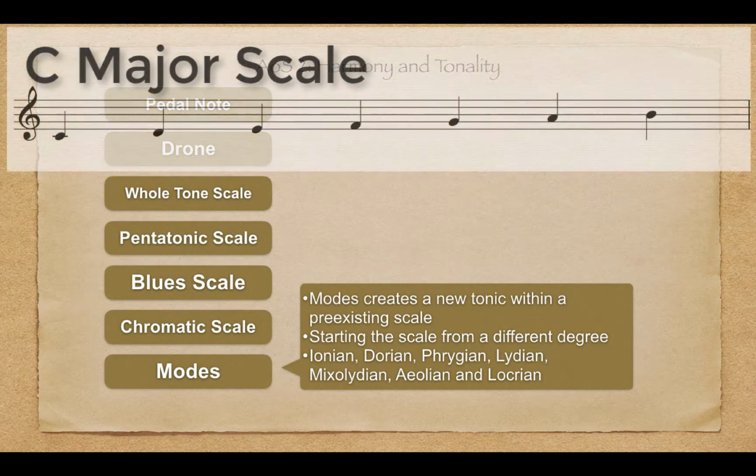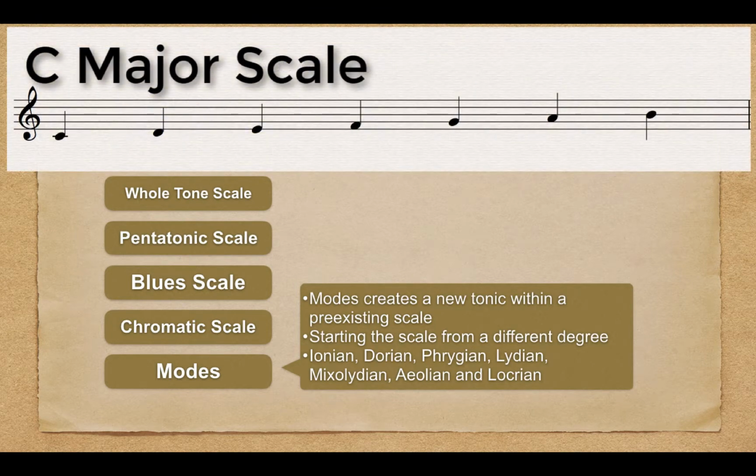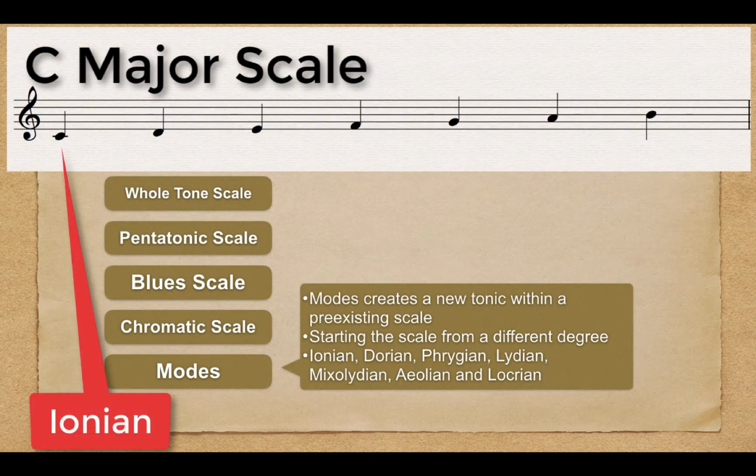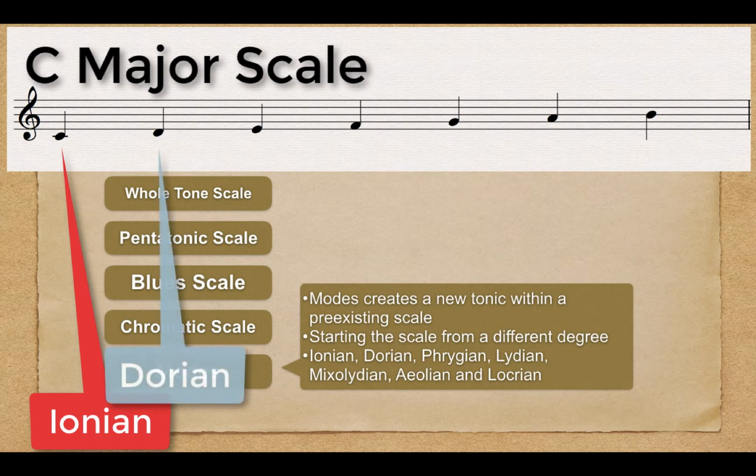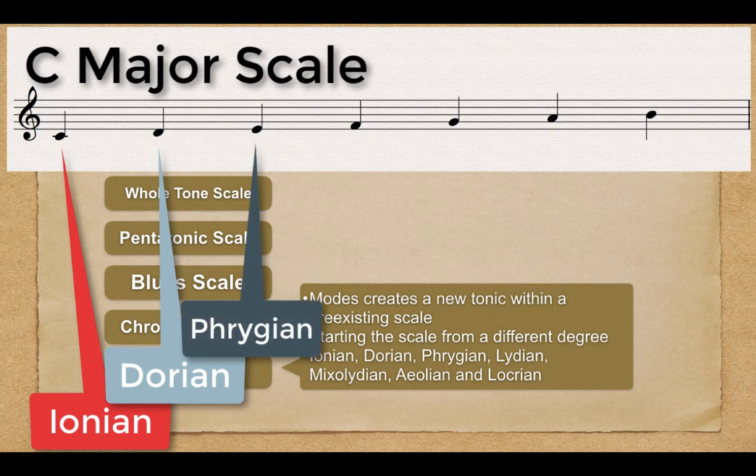The names of the modes of the major scale are as follows: Ionian, also known as the major scale. This starts on the tonic, or the first note of the scale. Dorian. This starts on the supertonic, or the second note of the scale. Phrygian. This starts on the mediant, or the third note of the scale.